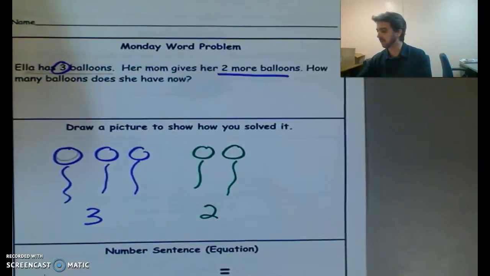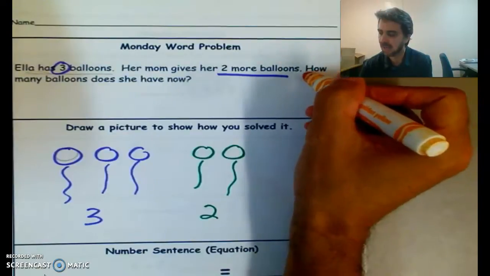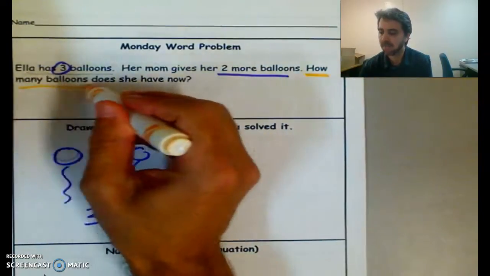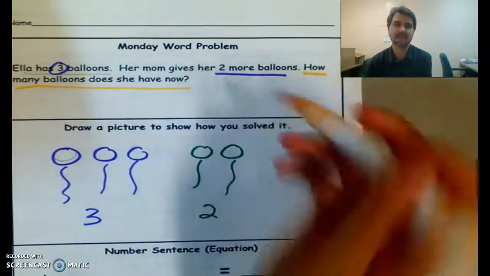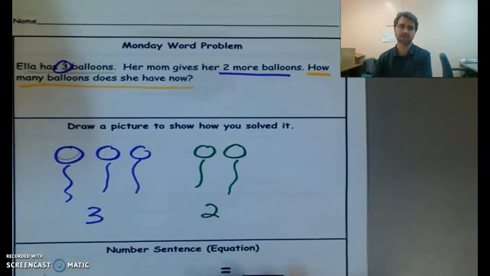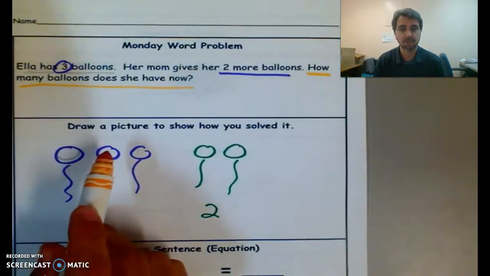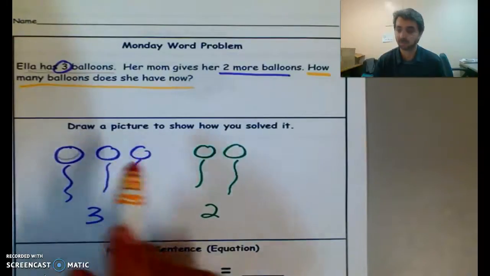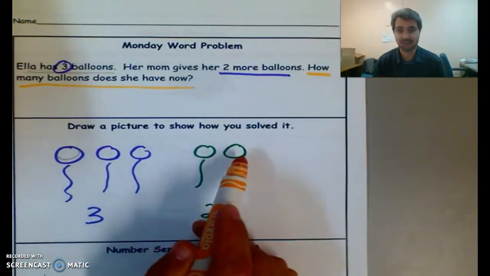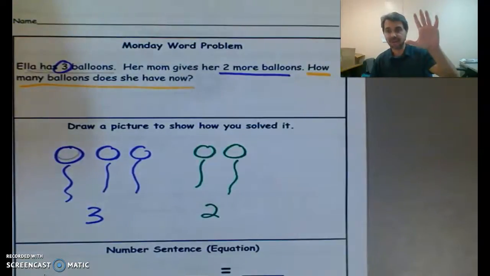Okay, so the question is, what are we trying to figure out here? What's the question? So let's go back. It says, how many balloons does Ella have now? Okay, well, she got 3, then she got 2. So let's count, shall we? We shall. Okay, so let's count. We've got 1, 2, 3, 4, 5. So Ella has 5 balloons. And drawing the picture helped us to solve that.